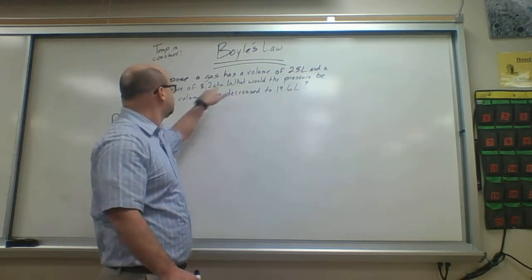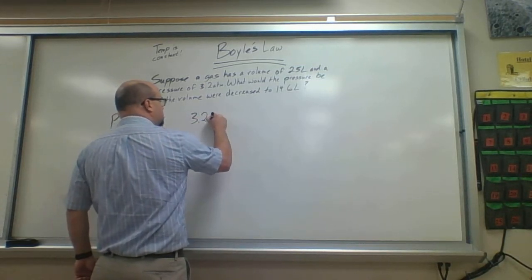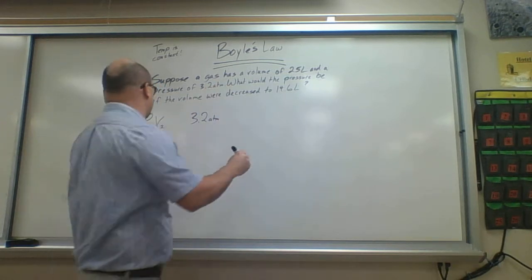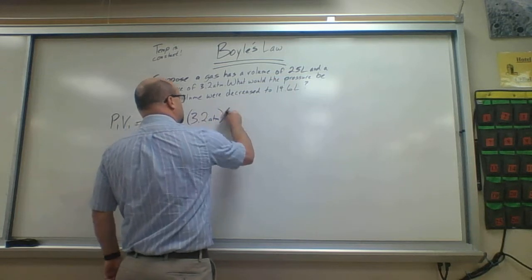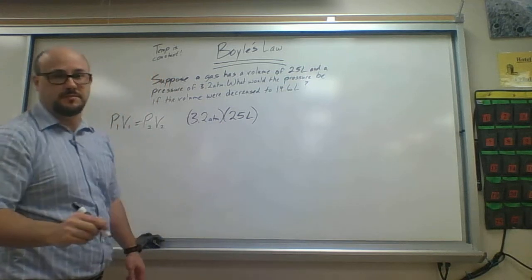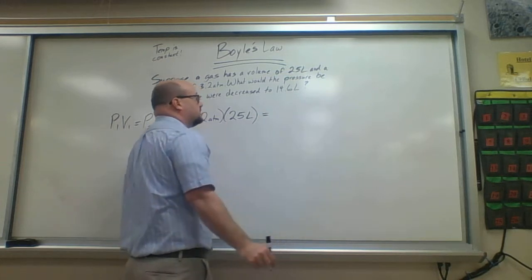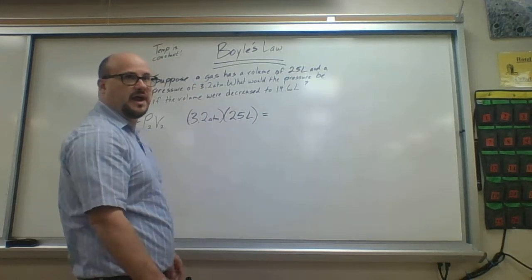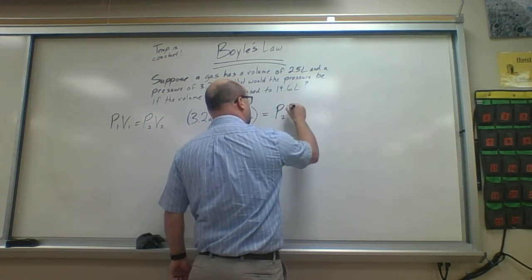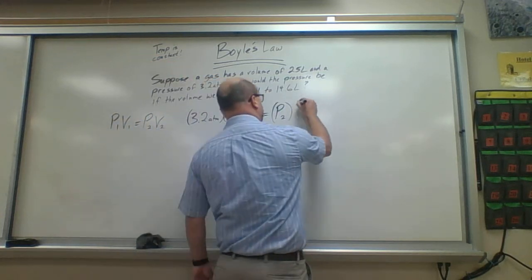So the initial pressure is going to be 3.2 atms, and the initial volume is going to be 25 liters. I usually put these in parentheses so I don't screw them up. That's going to equal our pressure afterwards, which is what we're solving for, so I'm going to put P2 times our volume afterwards, which is 14.6.